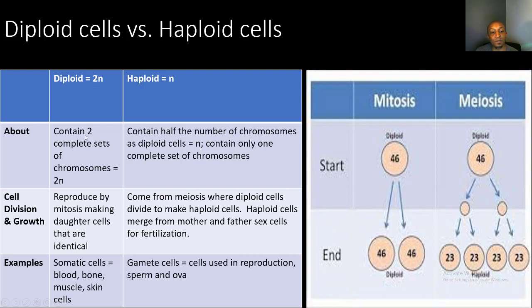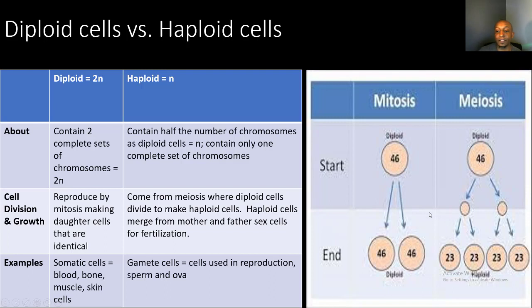Some examples of diploid cells are your somatic cells, also known as your body cells, which can be blood, bone, muscle, and skin cells. Examples of haploid cells are gametes, which are the cells used in reproduction. The sperm gamete is for the male, and the ovum, or egg gamete, is for the female. And here's a visual representation of diploid cells versus haploid cells.